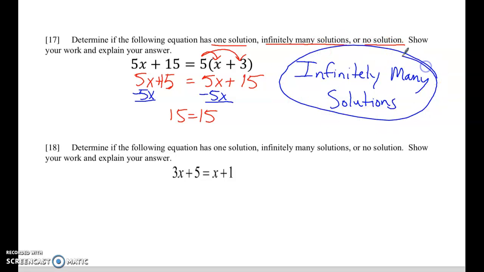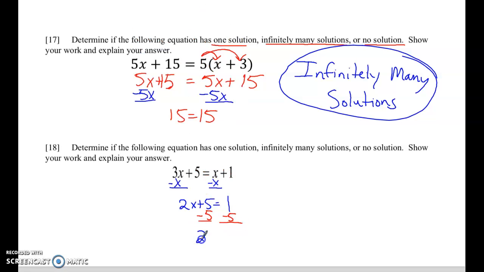So that is the final answer. Number 18, looking at it and solving it. Okay, moving my variables to one side. That leaves me with 2x plus 5 equals 1. Moving my constant, minus 5, minus 5.